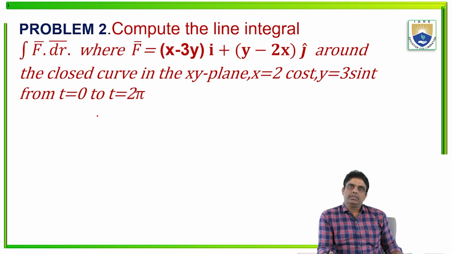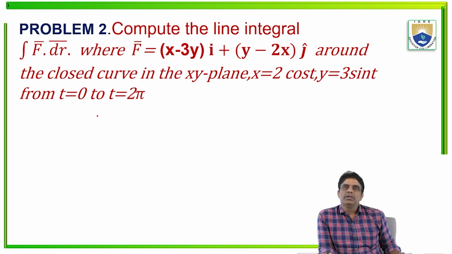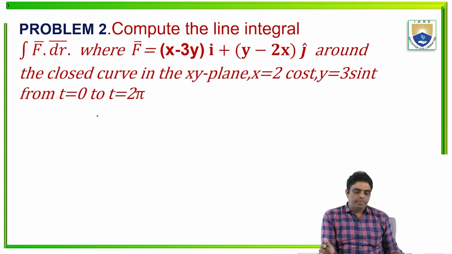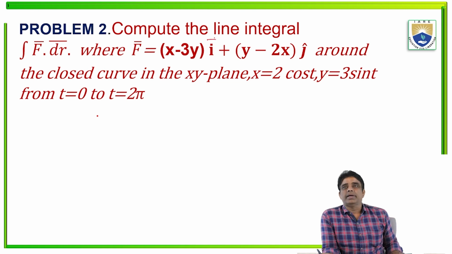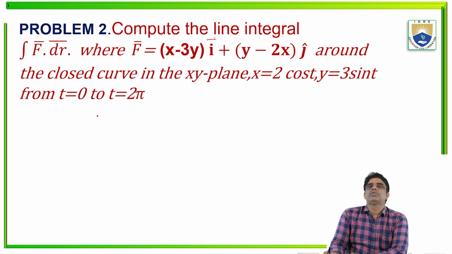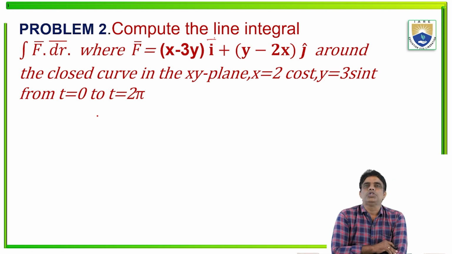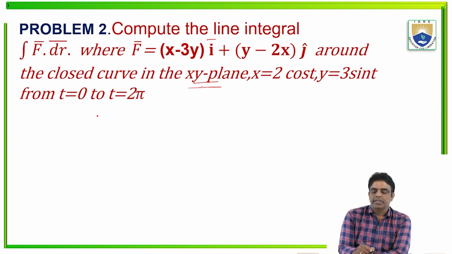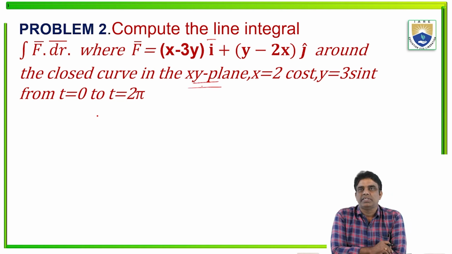Compute the line integral of F dot dr, where F is (x minus 3y) i plus (y minus 2x) j, around the closed curve in the xy plane, x is equal to 2 cos t, y is equal to 3 sin t, from t equal to 0 to t equal to 2 pi. So F is already given, it is a vector. As per the given problem, F is defined in the xy plane. That means z is 0 and dz is 0. There is no term of z here.